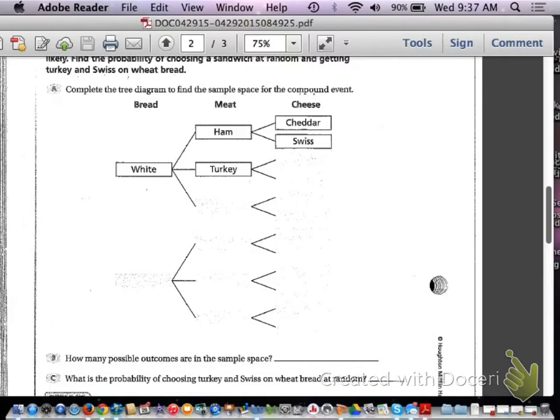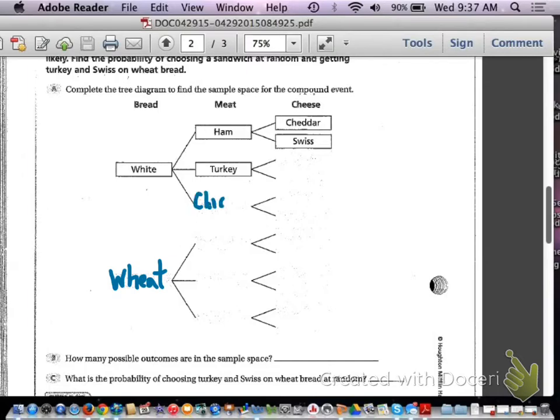So when we look at the first one, now we know we have 2 different types of bread. We have white or wheat. This is the first event, selecting the bread. The second event is the meat. So our choices that we are given are ham, turkey, or chicken.